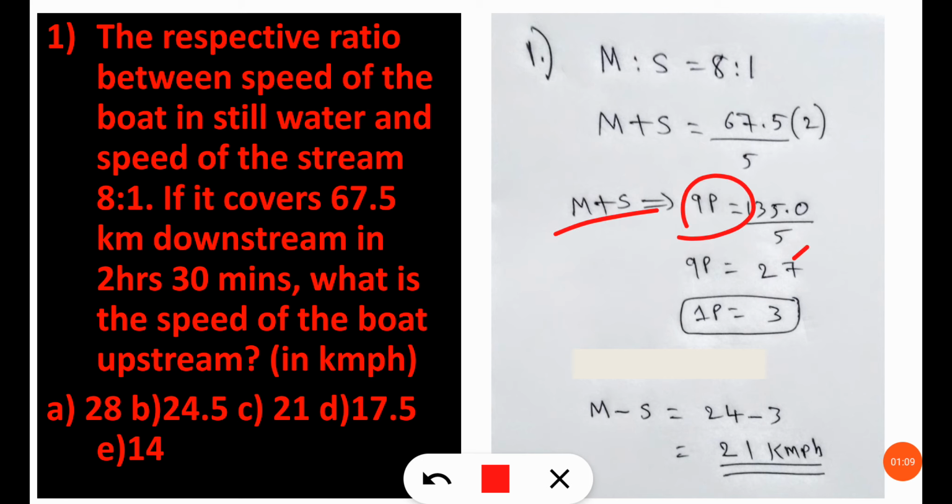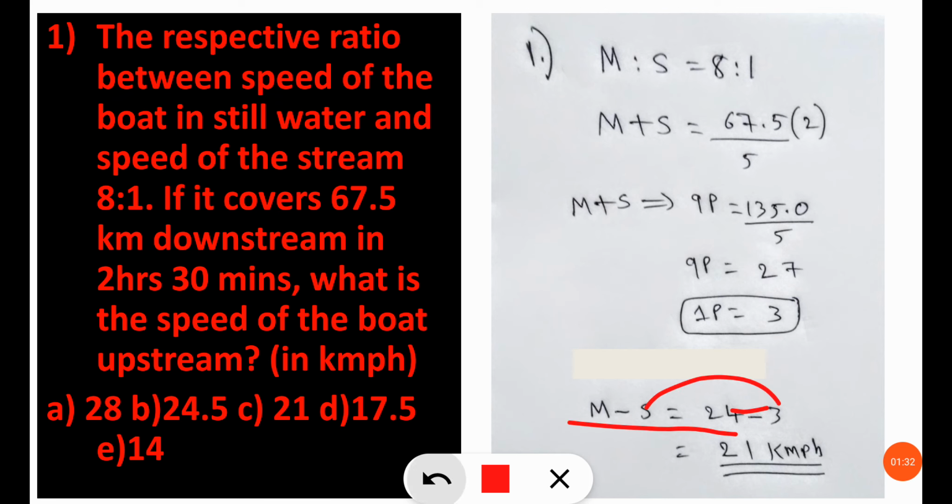This is 9 parts. m is 8 parts, s is 1 part. So m plus s equal to 9 parts, 8 parts plus 1 part. So 9 parts value is 135 by 5. 9 parts means 27 and 1 part is 3. If 1 part is 3, then 8 parts will be 24. So that's why m equals 24 and s equals 3.